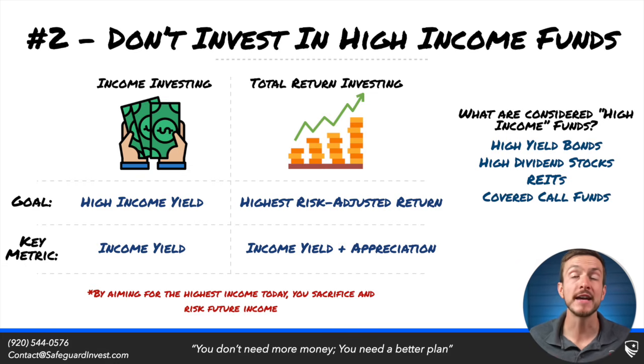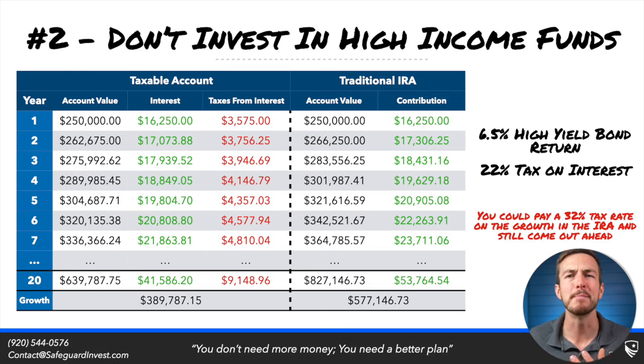Income is bad in the context of your taxable account because each year it creates a taxable event which causes you to withdraw from that account to pay taxes. Thus, you have less compounding in the future. Let's use an example of a high yield bond invested in your taxable account versus a traditional IRA. We're going to start with $250,000 in each account, and we're going to invest in a high yield bond earning 6.5% on a consistent basis each year.